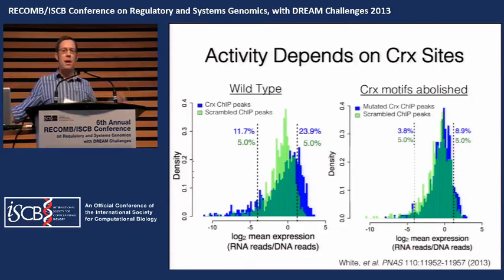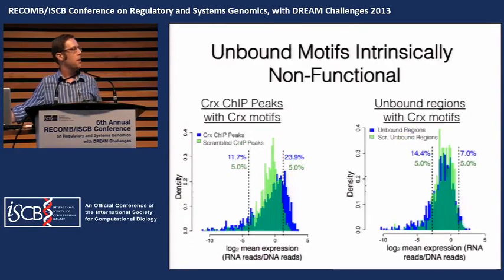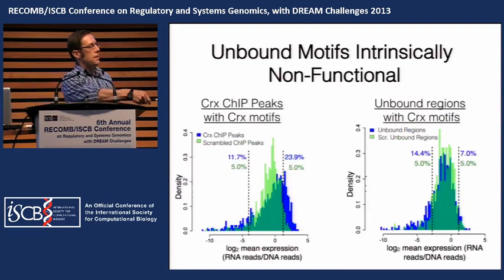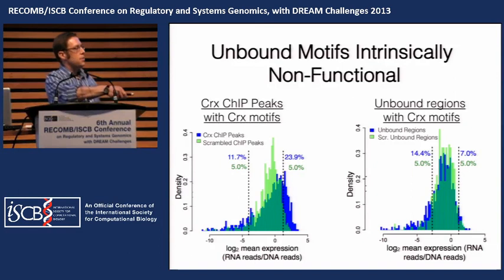Now, what about those unbound motifs that were taken from the genome? If you look at them, you see that they look much more like the random DNA. In fact, on this far end, they're pretty similar. We do see some repression. This result suggests that the unbound motifs removed from their genomic context are intrinsically non-functional.